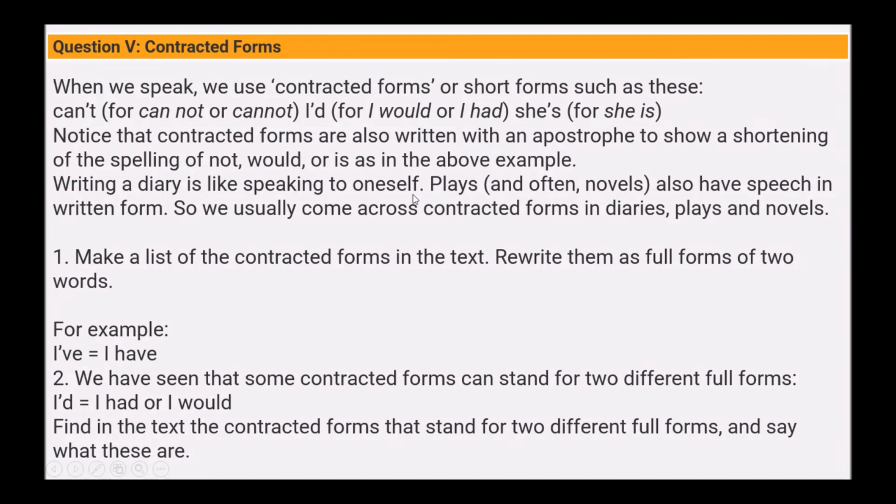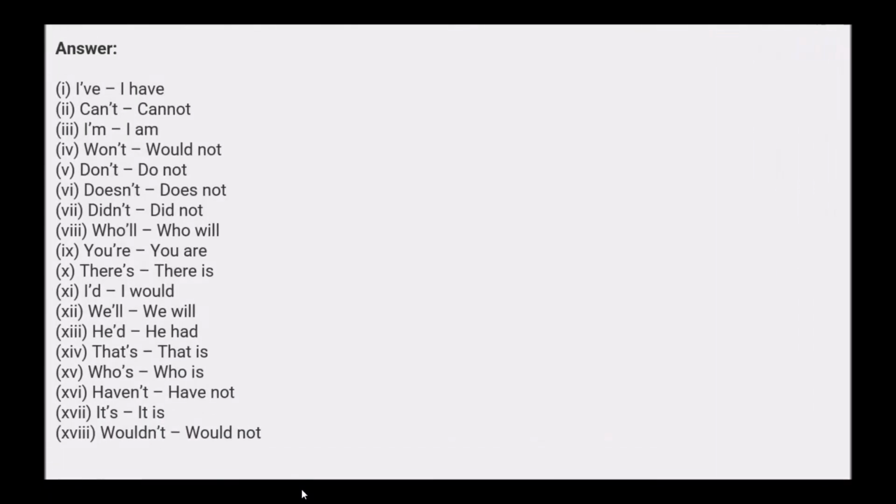Writing a diary is like speaking to oneself. Plays also have speech in written form, so we usually come across contracted forms in diaries, plays and novels. Make a list of contracted forms in the text. Rewrite them as full forms of two words. So I've is I have, I'd is I had or I would. So these are the contracted forms and their full forms.